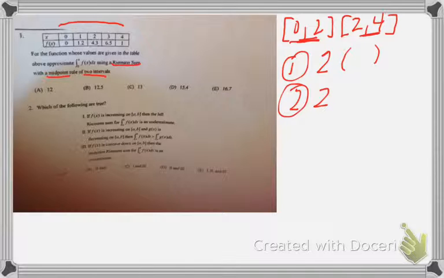Okay, now we just need the heights of these, but we're using the midpoint formula, so the midpoint between 0 and 2 would be 1. So we're going to look over here: when x is equal to 1, y is equal to 1.2.